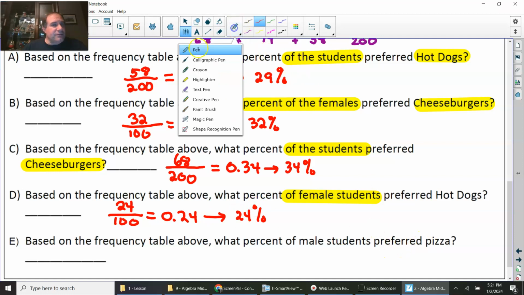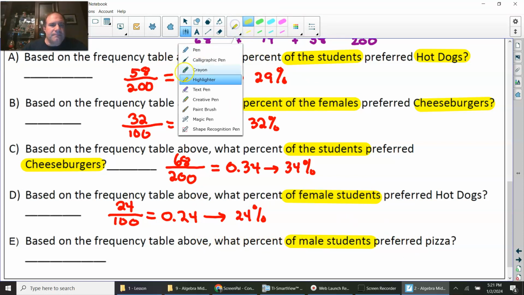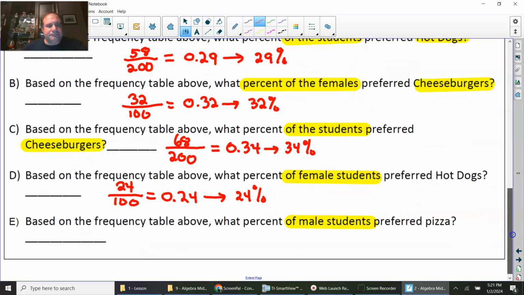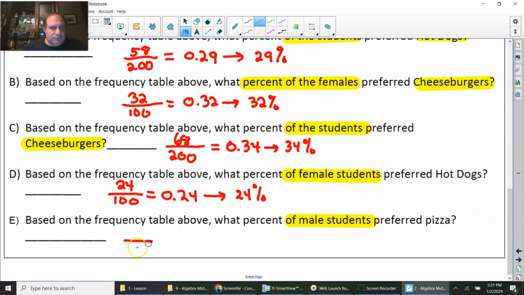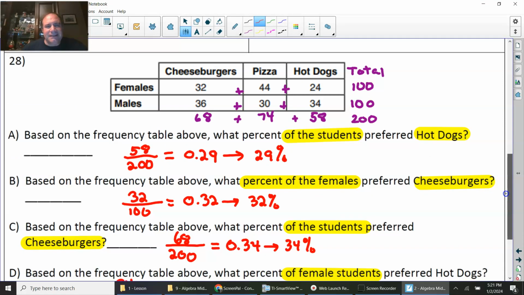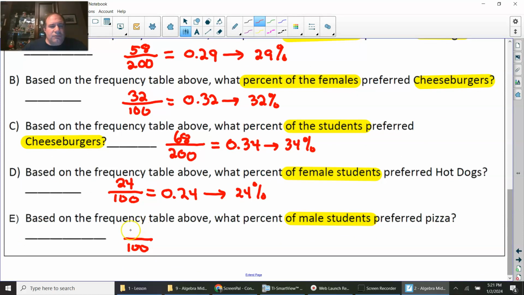Last question, based on the frequency table, what percent of male students? How many male students are there? There's 100. How many of those male students preferred pizza? 30. Looking at 30. So that's 0.30, and that is 30%.